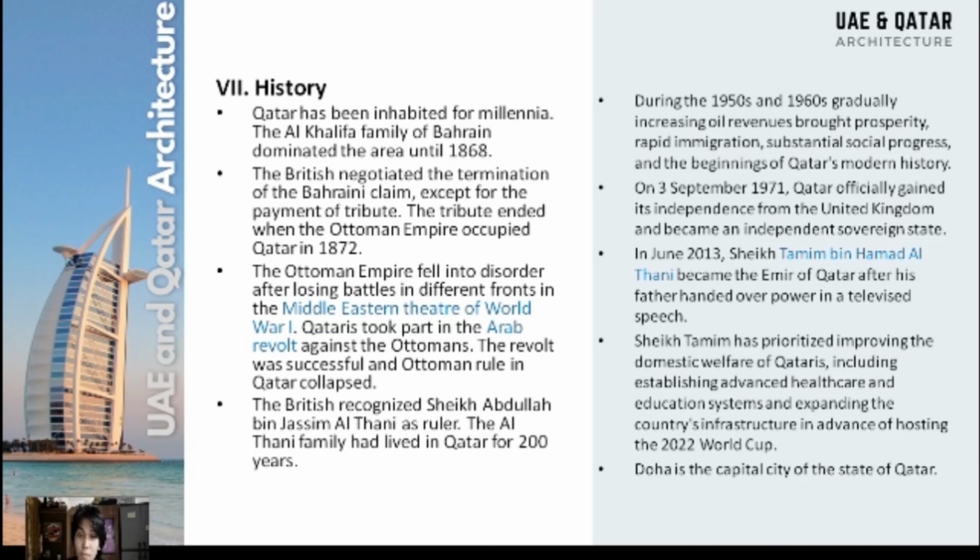The Ottoman Empire fell into disorder after losing battles on different fronts in the Middle Eastern theater of World War I. Qataris took part in the Arab revolt against the Ottomans. The revolt was successful and Ottoman rule in Qatar collapsed. So the Qataris won.